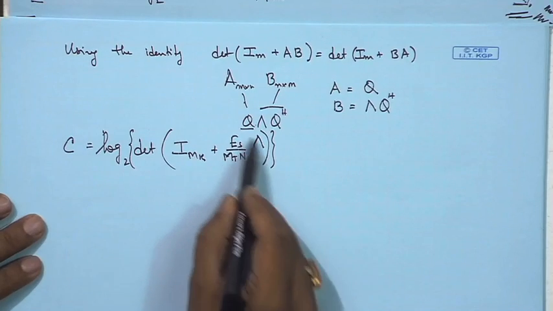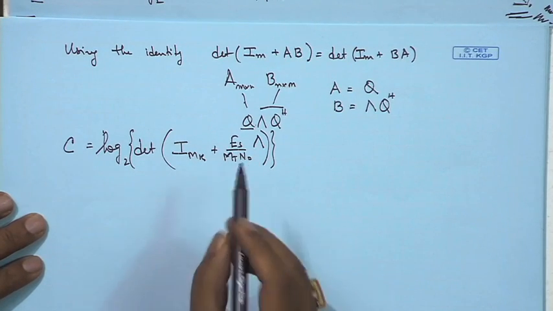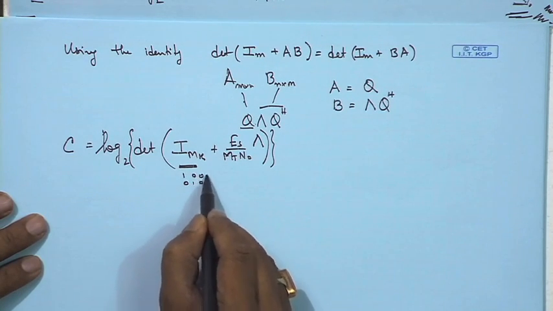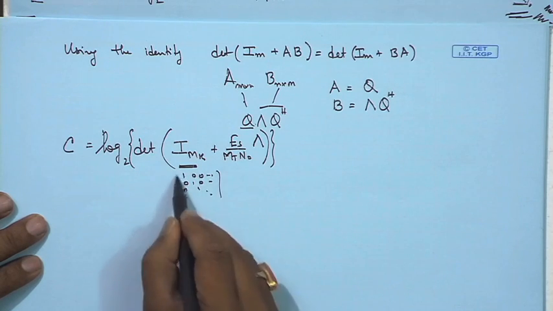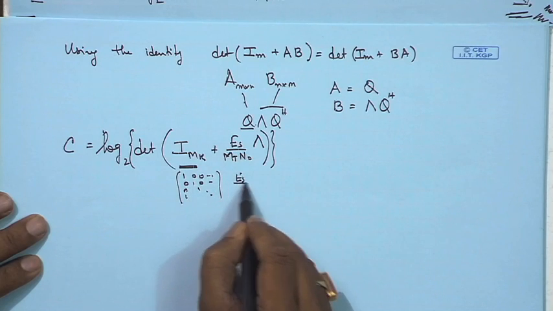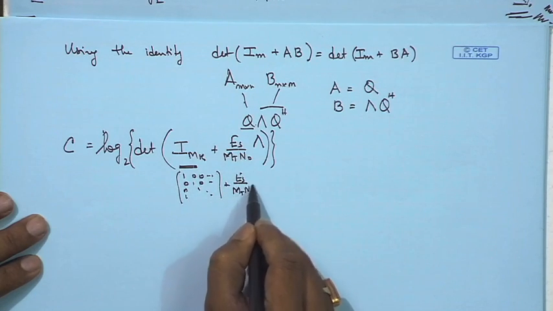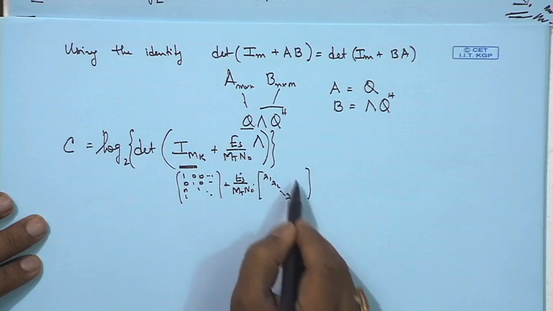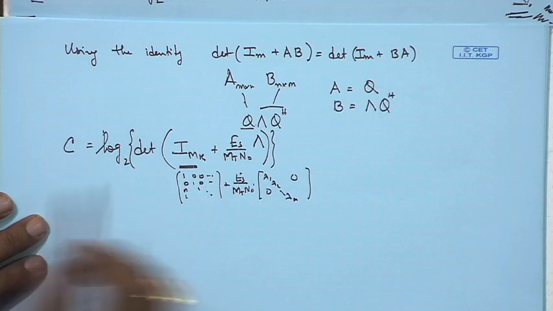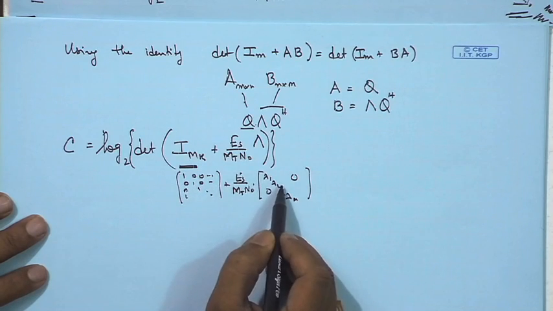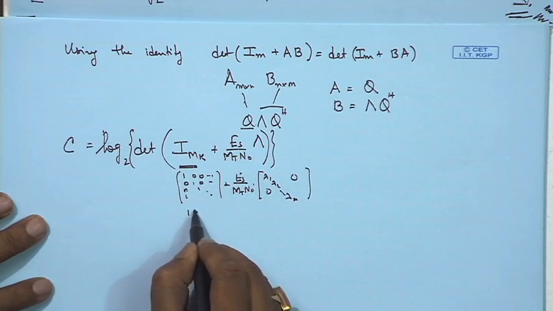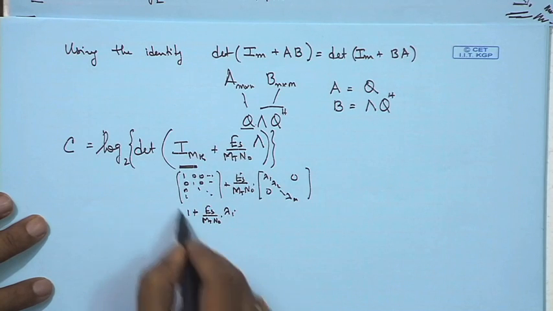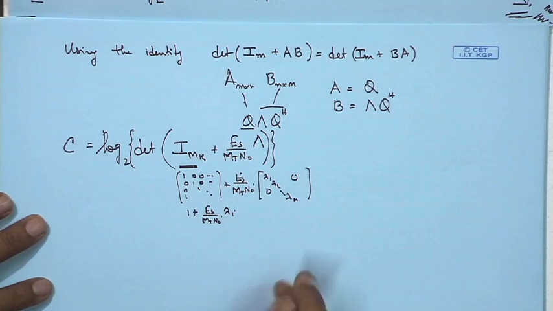So, now when we focus on this particular expression, what do we see? This is a diagonal matrix 1 0 0, 0 1 0 and so on. What is this? You could write it as E s by m t n naught plus lambda 1, lambda 2 up to lambda r or lambda m, if we take m t equal to m r. So, that means we have a sum of two diagonal matrices which will again be a diagonal matrix with the elements as 1 plus Es by mt n naught times lambda i. So, basically this will be a new diagonal matrix with these as the diagonal entries.